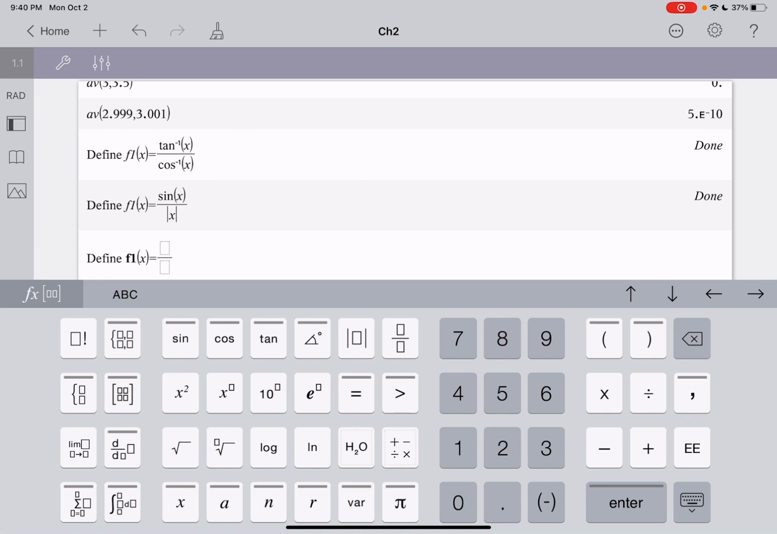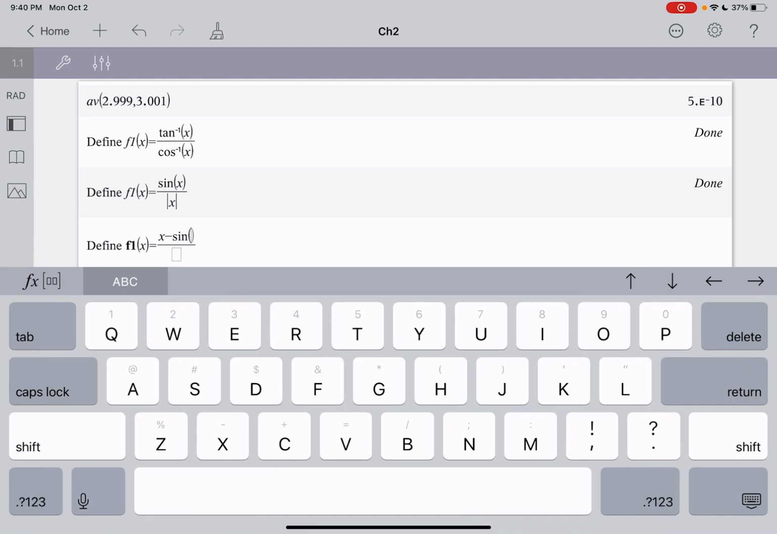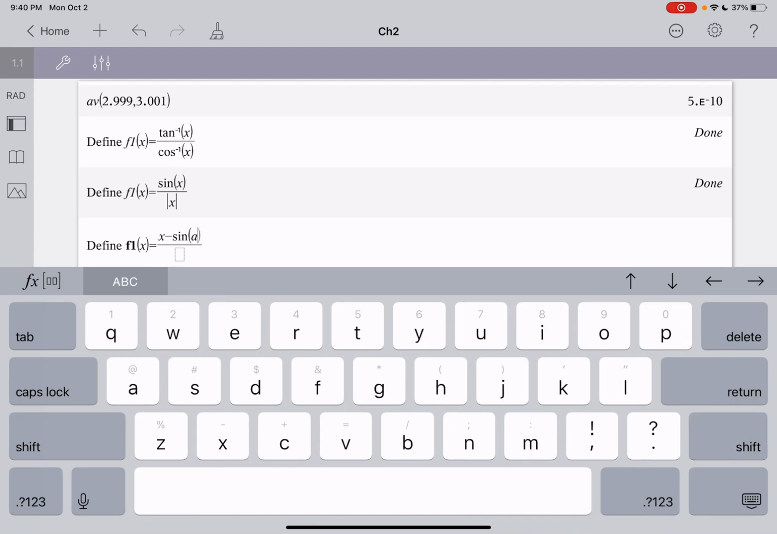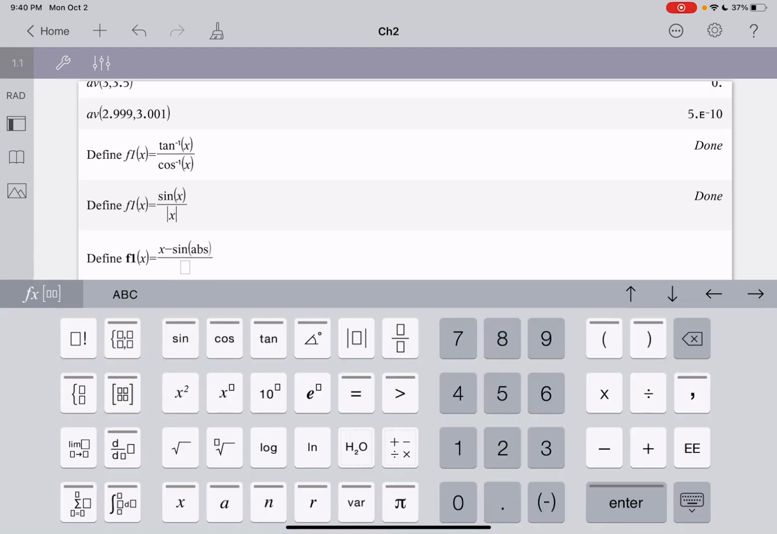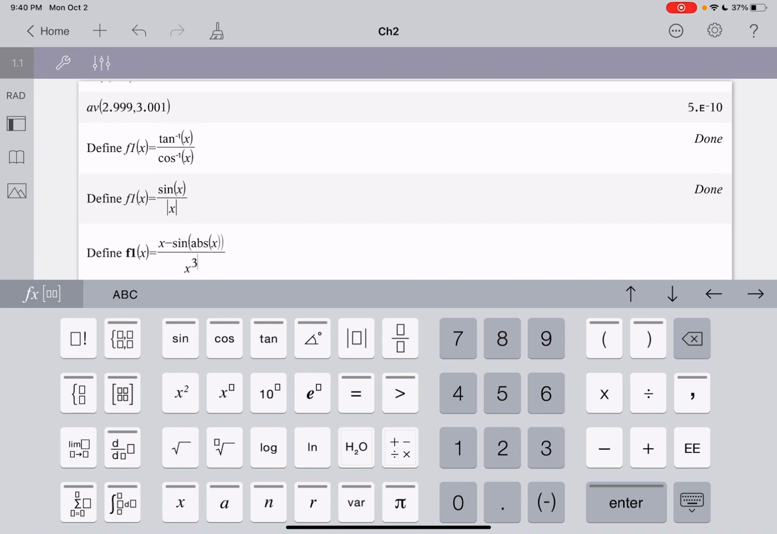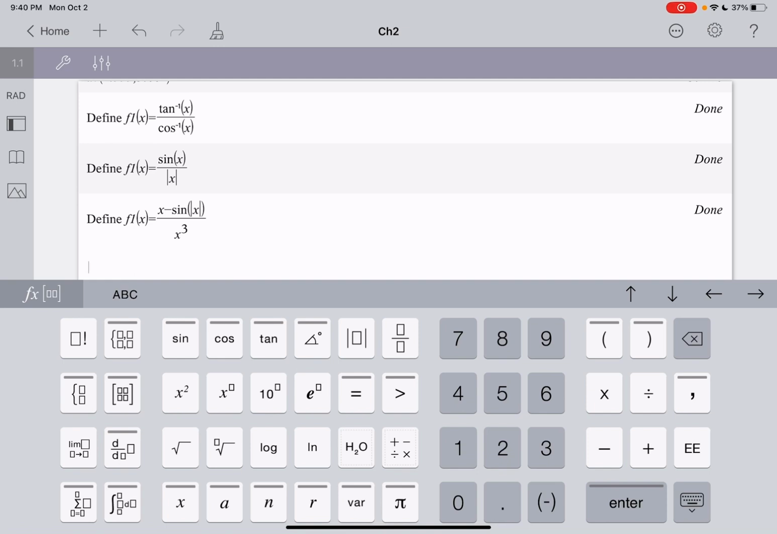And in 43, it is going to be x minus, this is kind of interesting now, the sine of the absolute value of x. So sine, and again, I would just type in the letters here, a, b, s, and then go back to where we were, another set of parentheses, and then an x there. So x minus the sine of the absolute value of x all over x to the third power. So if we hit enter, okay, that does about what we want it to do. And I think I got lucky here, guys.